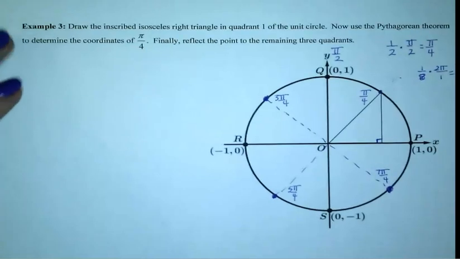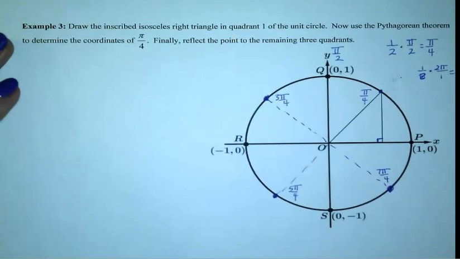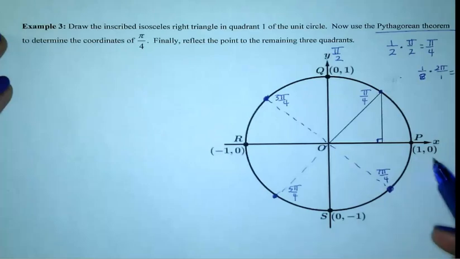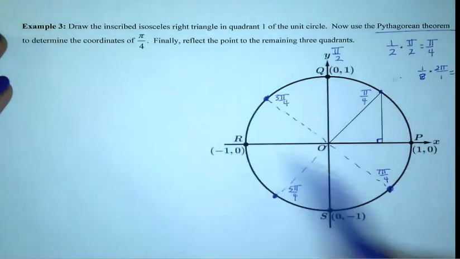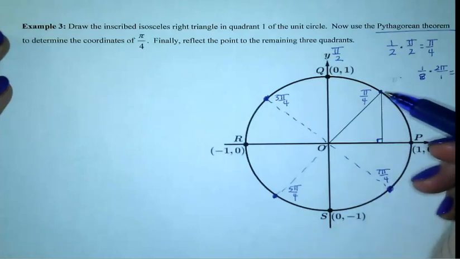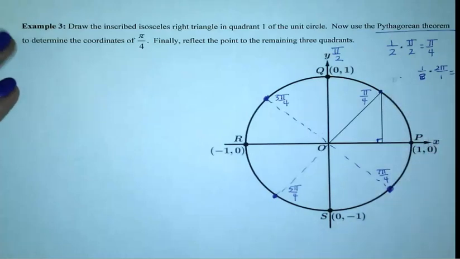Okay, so let's talk about what we know about right triangles. We know that we can use the Pythagorean theorem, and we're going to use that now to determine the coordinates that would go on this point. So right here, nice easy coordinates: (1, 0), (0, 1), (-1, 0), (0, -1). But these aren't on the quadrantal markers. They're within the quadrant, specifically halfway between the two quadrant markers.